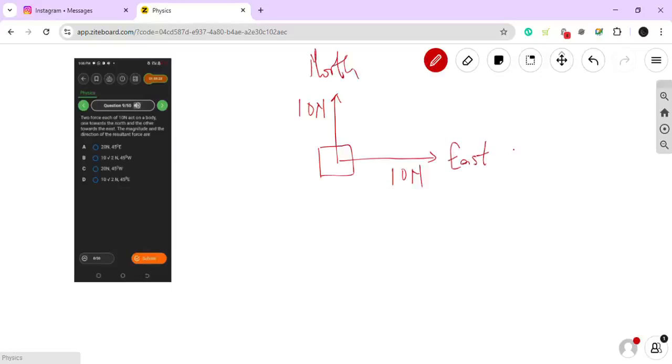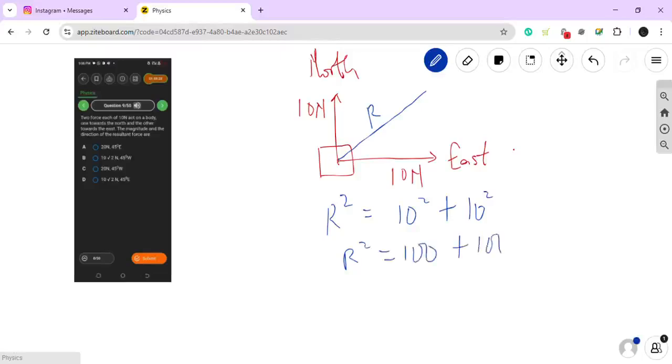What you just have to do is pick a diagonal from here like this, and this will be your resultant, right? So this is all actually under Pythagoras theorem. That's what you will use to solve this one. So you use r squared equals 10 squared plus another 10 squared. So your r squared here will be 100 plus 100, which will give you 200, right? So how do we get r? We get r by looking for the square root.